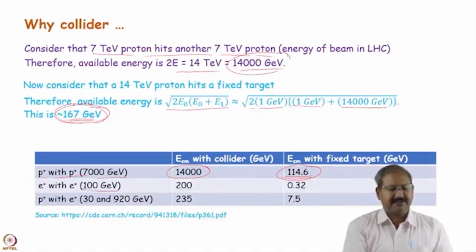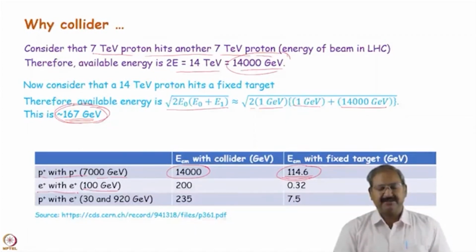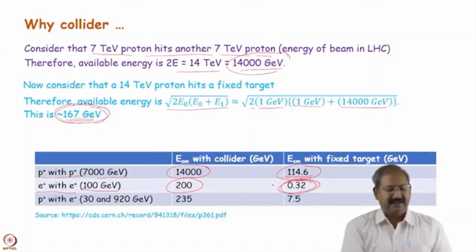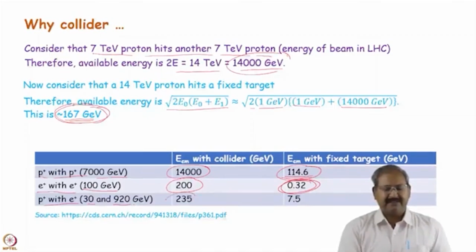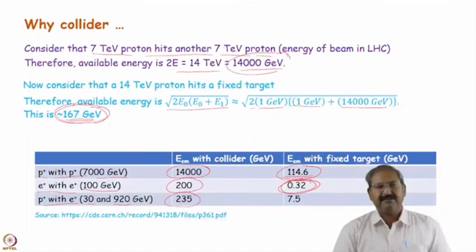Suppose a 100 GeV electron impinges on 100 GeV electrons. So in the center of mass, in the colliding beam facility, 200 GeV will be available, while in the fixed target experiment, only 0.32 GeV will be available. And if a proton hits an electron, one at 30 GeV and another at 920 GeV, these are numbers close to those of the HERA collider in Germany, then the center of mass energy will be available as 235 GeV in the case of colliding beams, and in the case of the fixed target experiment, this will be only 7.5 GeV.